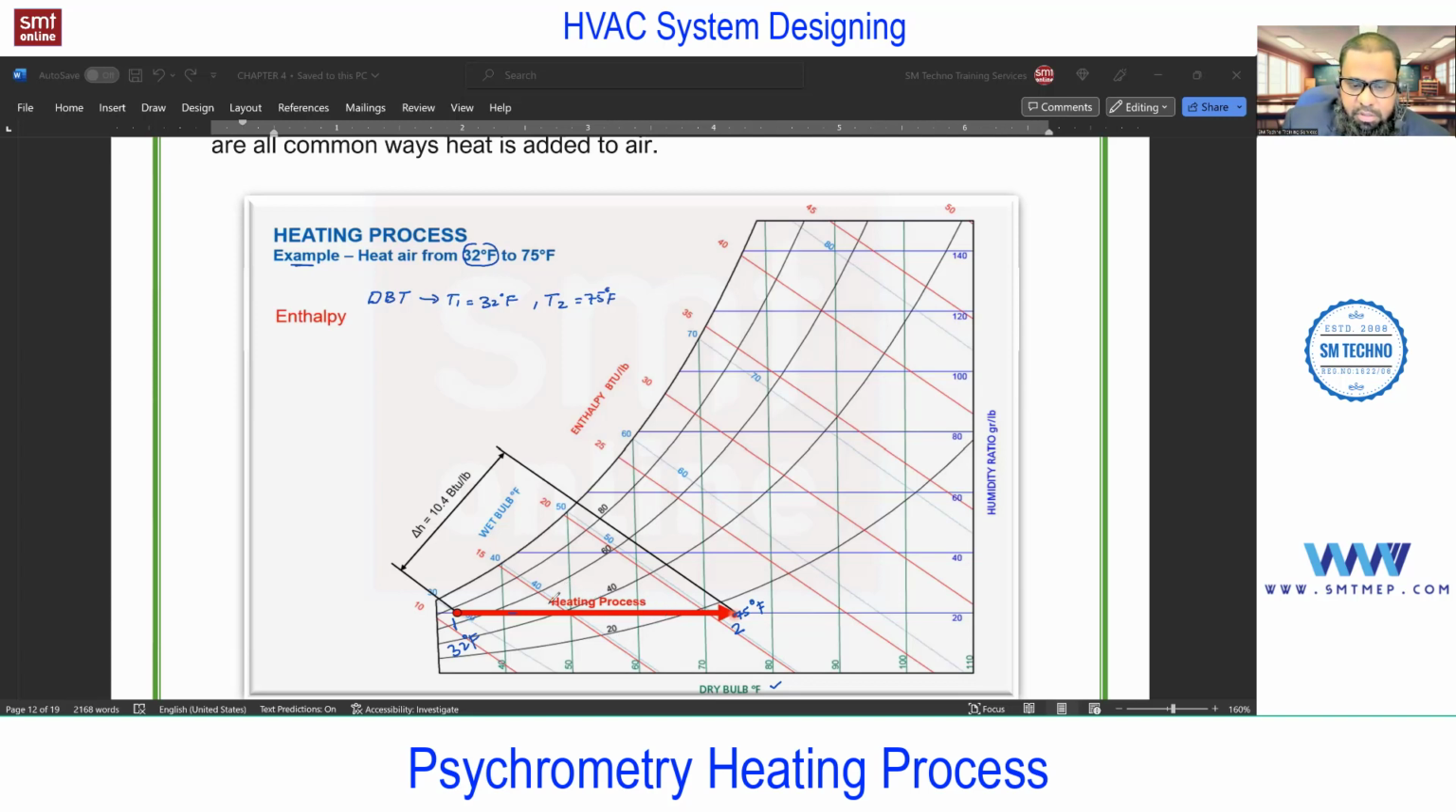There is no confusion in this, and it's a heating process. So we are adding heat so that the temperature increases, and adding heat means enthalpy. We'll talk about enthalpy also, but the first point is temperature.